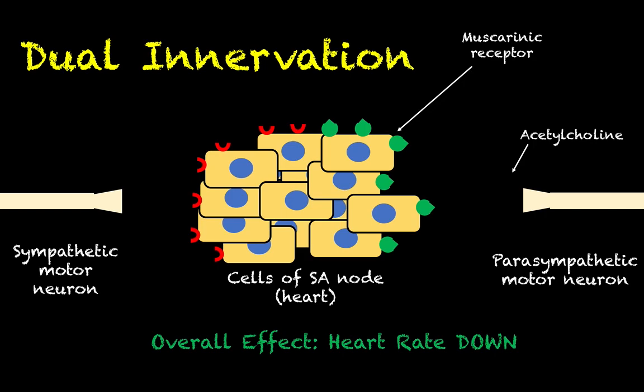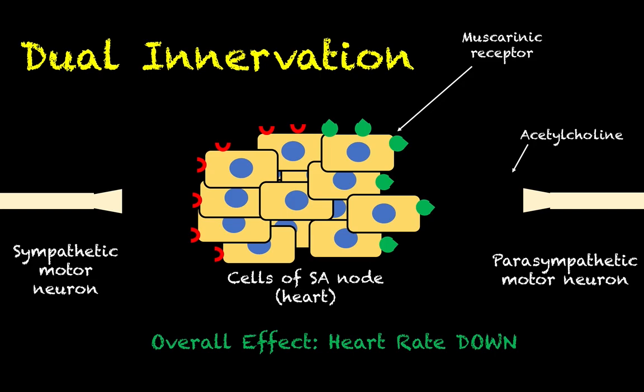So the idea here is that these cells of the SA node have receptors for both acetylcholine and norepinephrine, but we tend to only release one neurotransmitter at a time, so the very fact that these cells are targets for both divisions allows for them to respond to signals coming from both divisions.